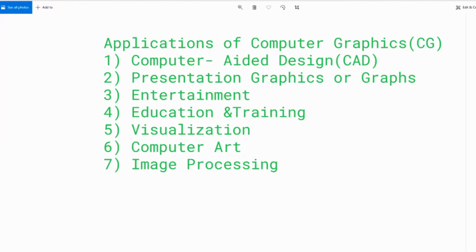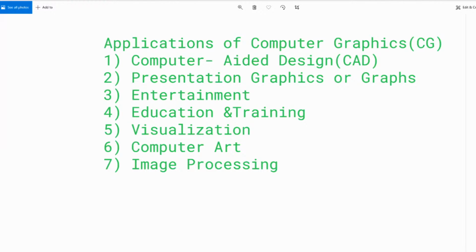Coming to the next one, presentation graphs or presentation graphics. As I told you, the basic thing we use is MS PowerPoint. By using this we can do all of this. For example, if I want student information, such as the percentage of marks, or the complete percentage of the second CSC, I can view it in the form of a chart. That is nothing but presentation graphics. These are the basic softwares; you may have different softwares also. MS PowerPoint. Coming to the third one, in entertainment we use Maya, Flash, etc.